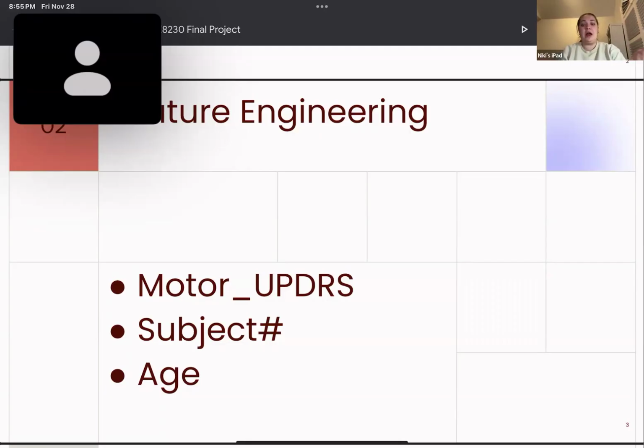When I originally performed it with age as part of the data set that I was using for the testing and the training of the model, I was getting an R squared value of 0.99, which was indicating that something was off.